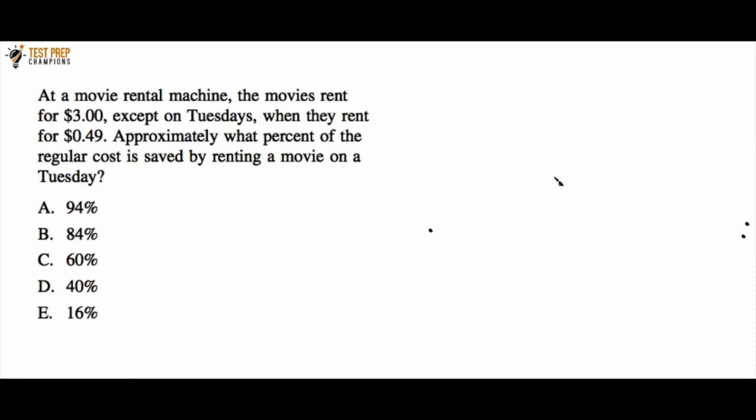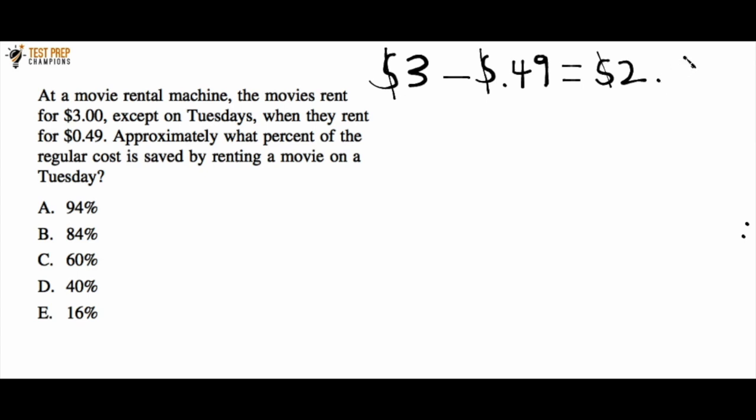Okay, so a good first step would be to take the $3 and subtract from it 49 cents. This tells us the amount that you would save by renting on a Tuesday versus renting on any other day of the week. So $3 minus 49 cents equals $2.51. So again, if you rent a movie on a Tuesday, you would save $2.51.